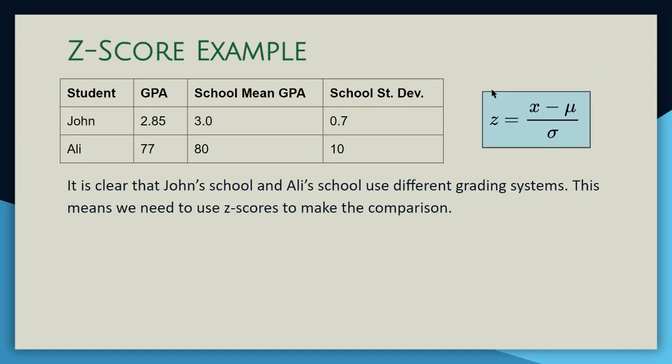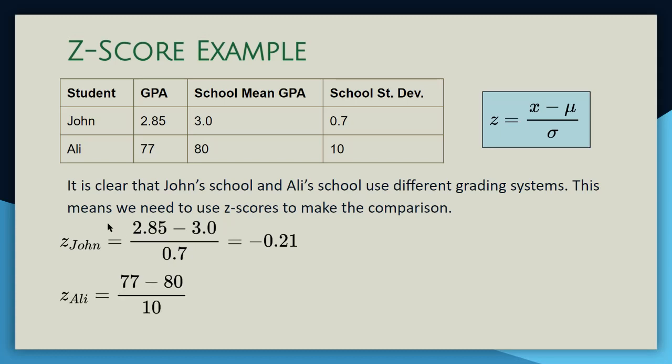So z-score formula, data value minus mean divided by the standard deviation. So for John, his data value is this GPA, 2.85 minus the mean of 3 divided by the standard deviation of 0.7. And I got negative 0.21. That negative z-score tells me his GPA is less than the school mean.